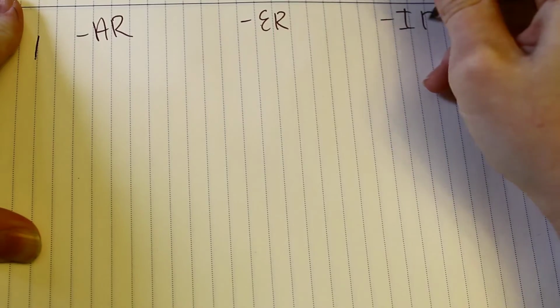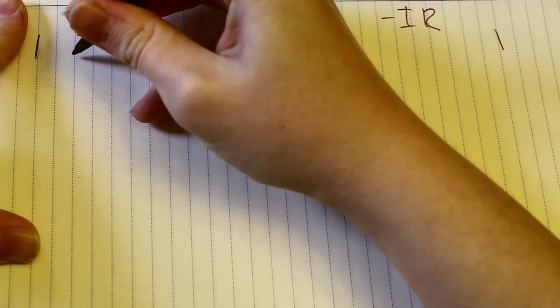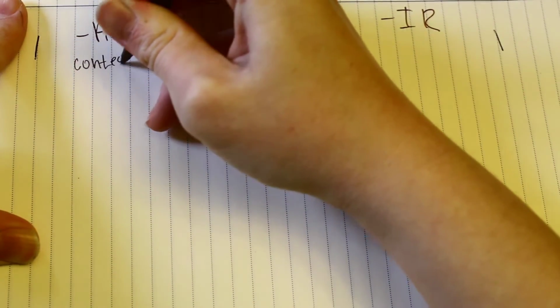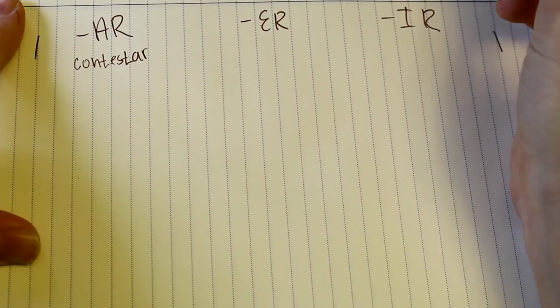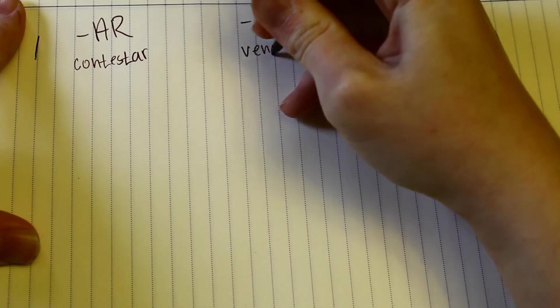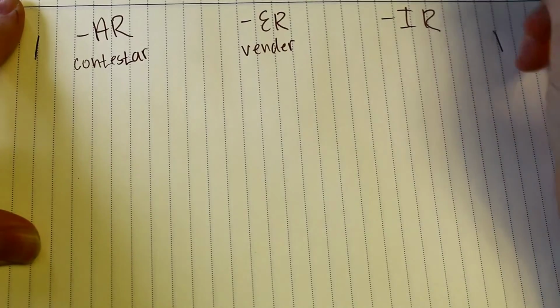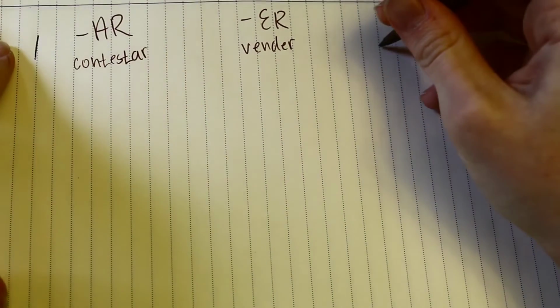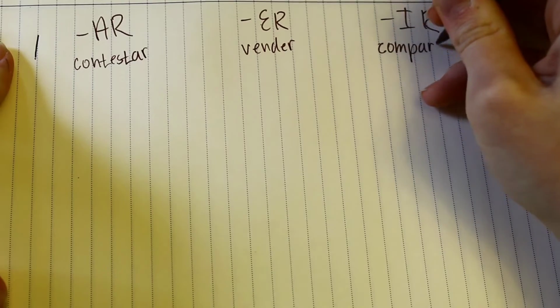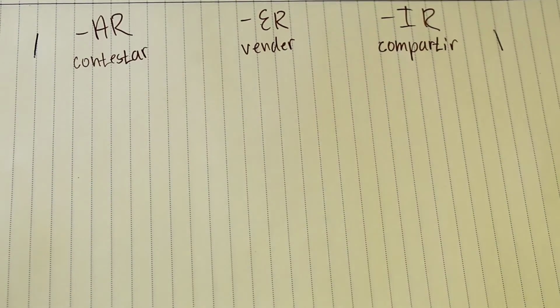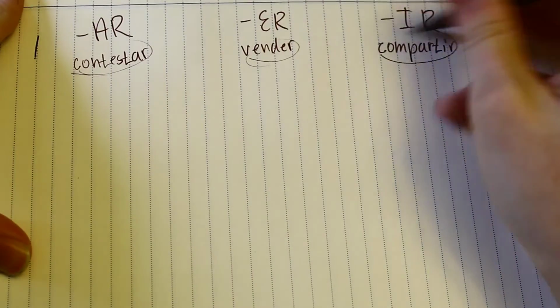All right, so remember that in Spanish there are three types of verbs. There are verbs that end in AR, verbs that end in ER, and verbs that end in IR. For example, we could say contestar is an AR verb, vender is an ER verb, and compartir is an IR verb.